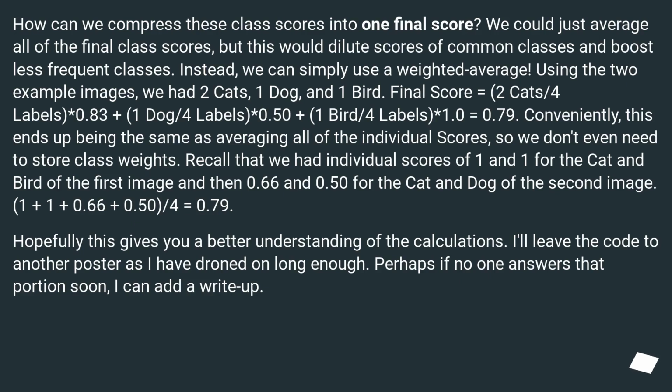Conveniently, this ends up being the same as averaging all of the individual scores, so we don't even need to store class weights. Recall that we had individual scores of 1 and 1 for the cat and bird of the first image and then 0.66 and 0.50 for the cat and dog of the second image. (1 plus 1 plus 0.66 plus 0.50)/4 equals 0.79. Hopefully this gives you a better understanding of the calculations. I'll leave the code to another poster as I have droned on long enough. Perhaps if no one answers that portion soon, I can add a write-up.